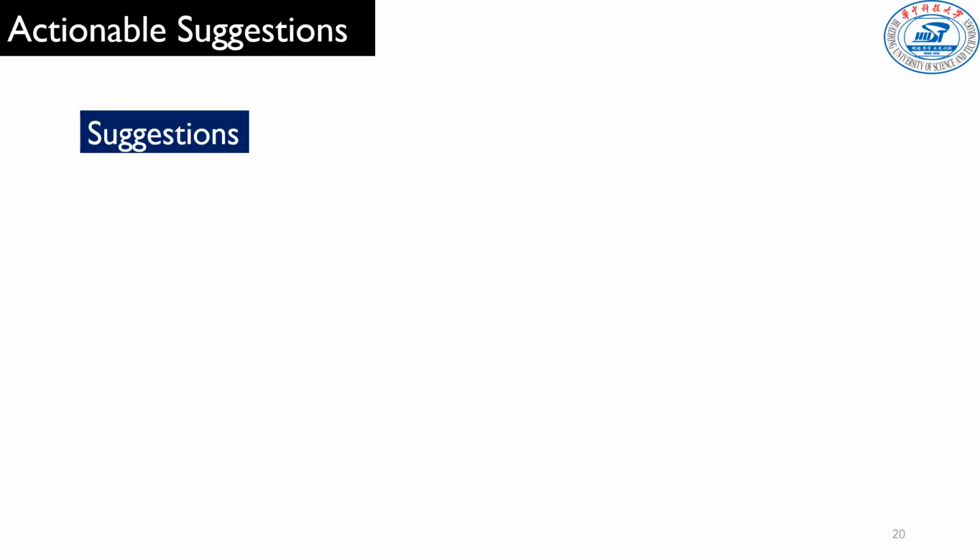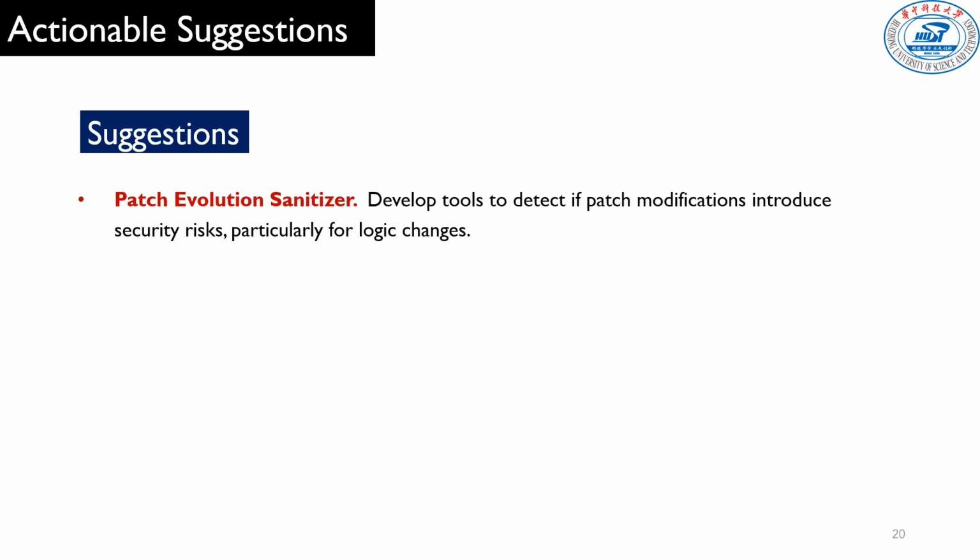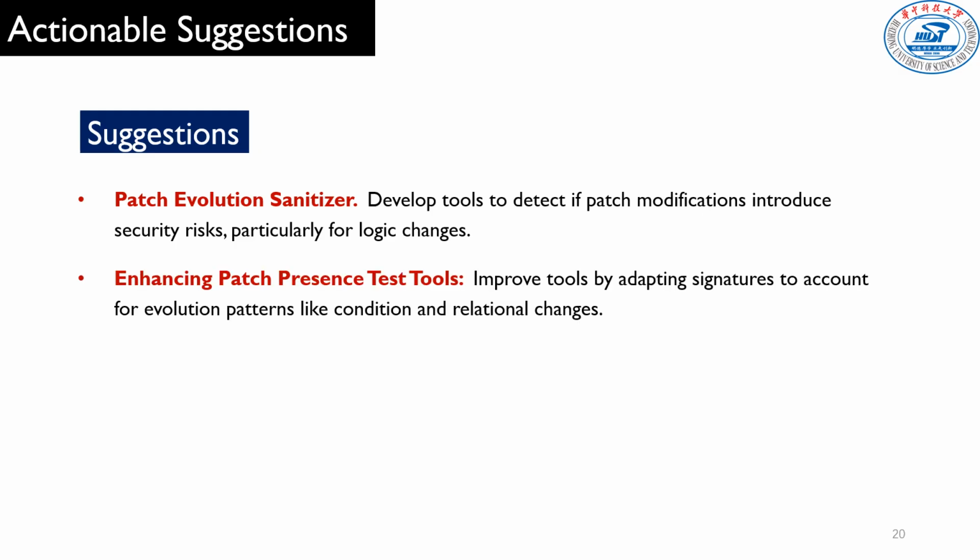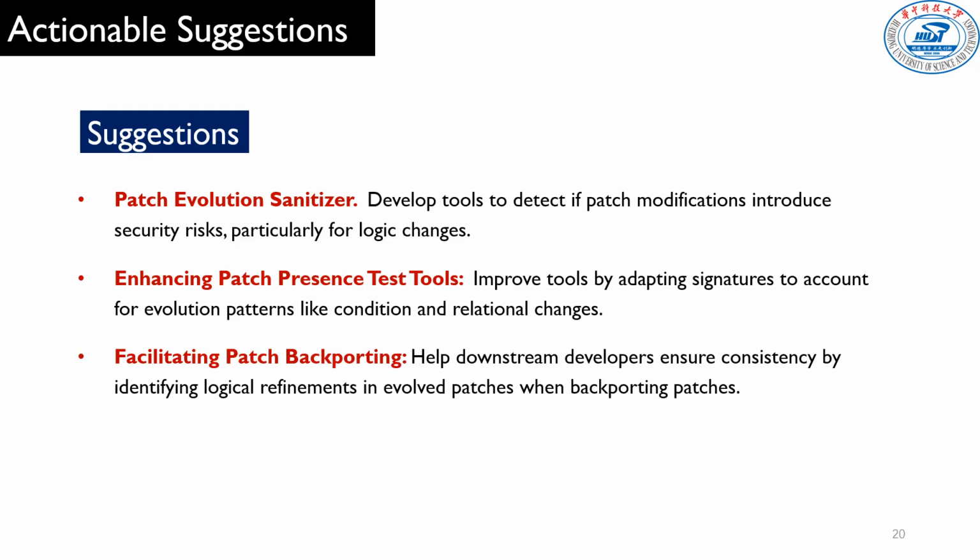We propose 3 actionable suggestions to address security challenges in patch evolution. First, Patch Evolution Sanitizer can help detect if modifications compromise security. Second, enhancing patch presence test tools. This can improve tools by adapting signatures to account for evolution patterns like condition and relational changes. Finally, facilitating patch backporting. It helps downstream developers maintain logical consistency by tracking refinements in patch evolution. These can help enhance software security during patch evolution. Thanks for listening.